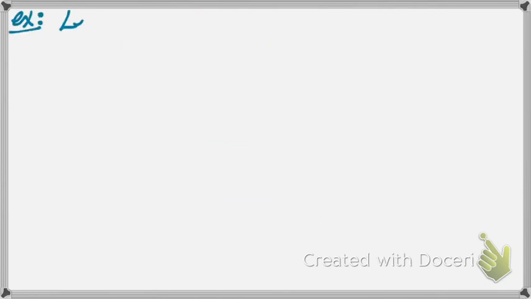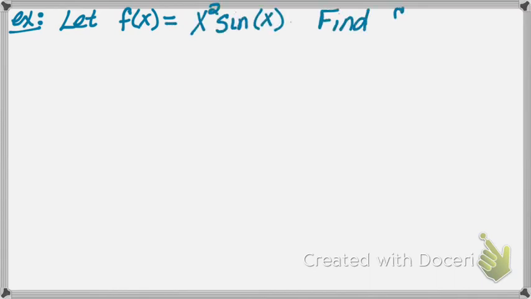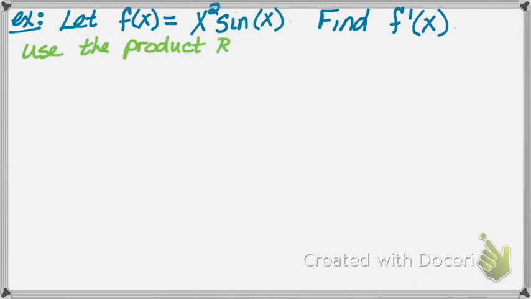Okay, let's do one more example together. Let f of x equal x squared times sine of x. We want to find f prime of x, which is the notation for finding the derivative of f of x. We are going to use the product rule. The first factor is x squared. The second factor is sine of x.